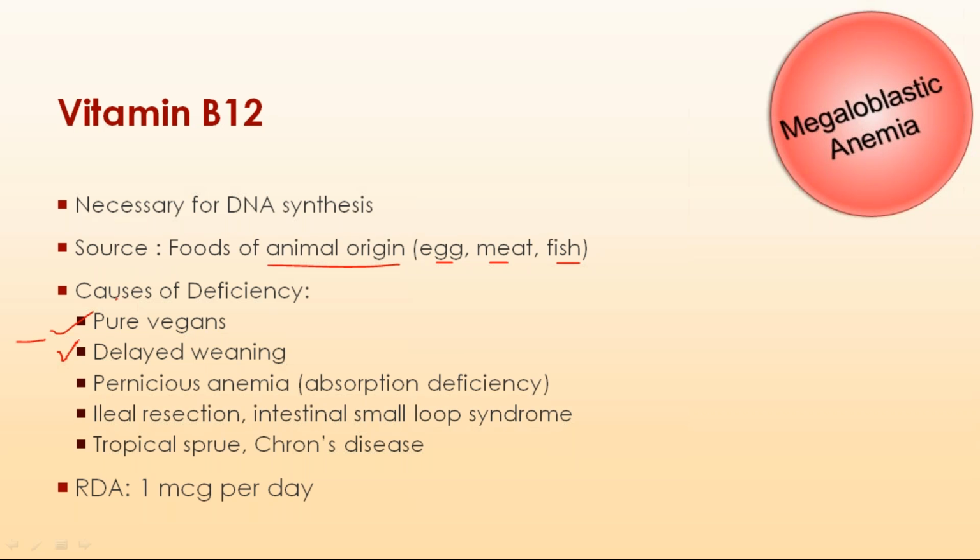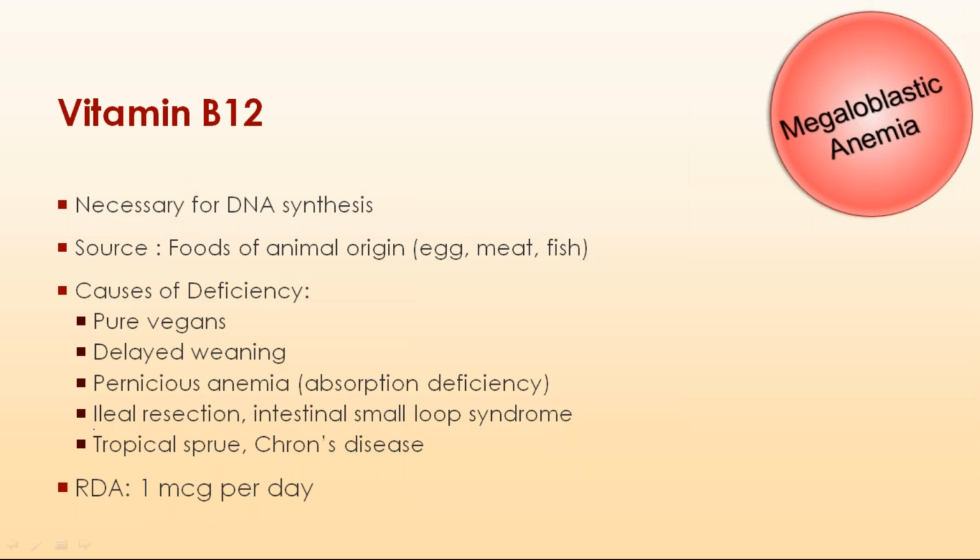Delayed weaning, exclusively breastfed babies, they develop it. Pernicious anemia alone, there are different absorption deficiencies. B12 is there in the food, but it's not getting absorbed because of intrinsic factor deficiency. Pernicious anemia is a rare condition in children. Post-surgical, if the ileum is resected or the small bowel is affected, the area of absorption is diminished. Tropical sprue and Crohn's disease, inflammatory bowel diseases, also rarely cause B12 deficiency.